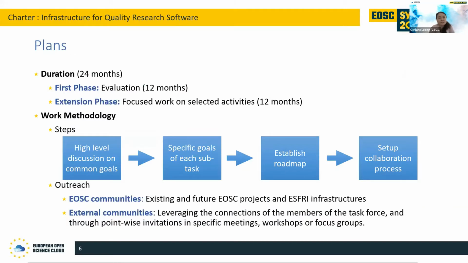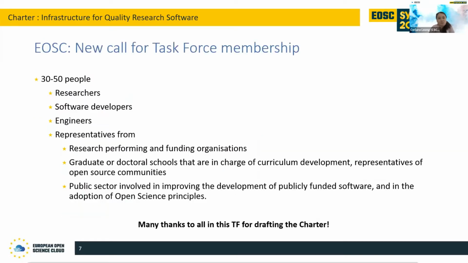So this particular task force is expected to last 24 months, with the first phase for evaluation and then focusing on activities that we have selected in the next year. We have established some steps on how to work through the first phase. In particular, we highlighted that outreach is a very important part of our work methodology. So we intend to engage the EOSC communities and also external communities by leveraging the connections of our members in the task force and also other avenues like meetings, workshops, and focus groups. Next, please.